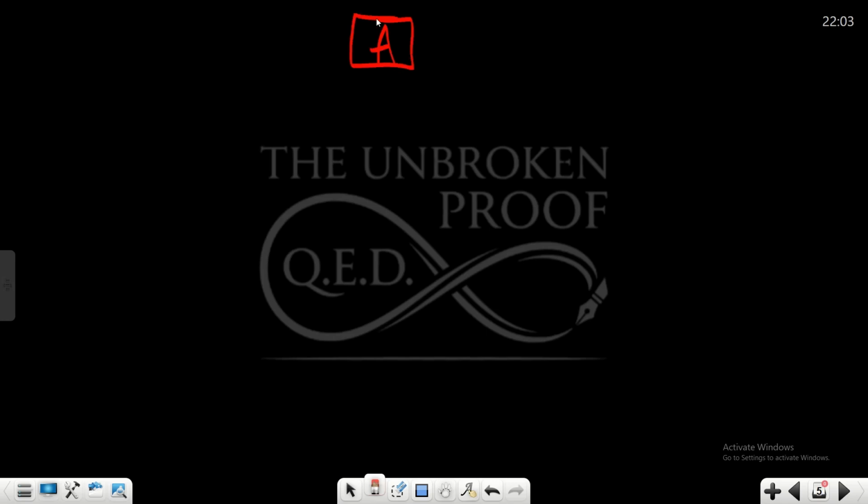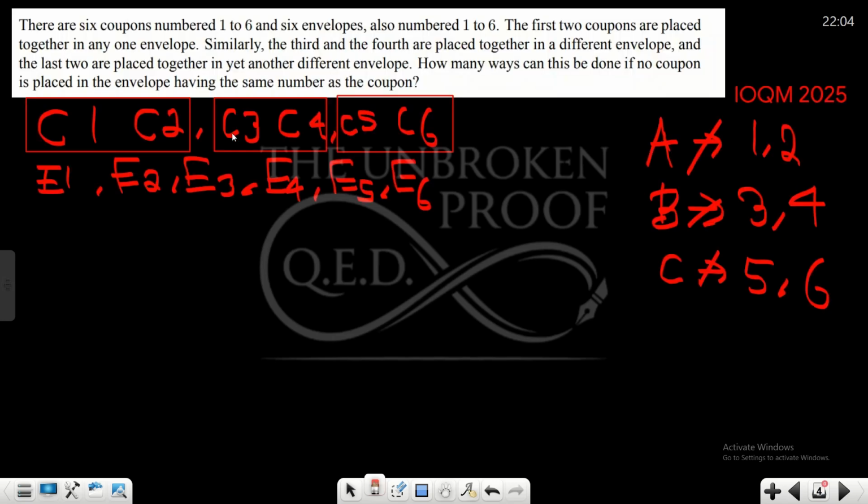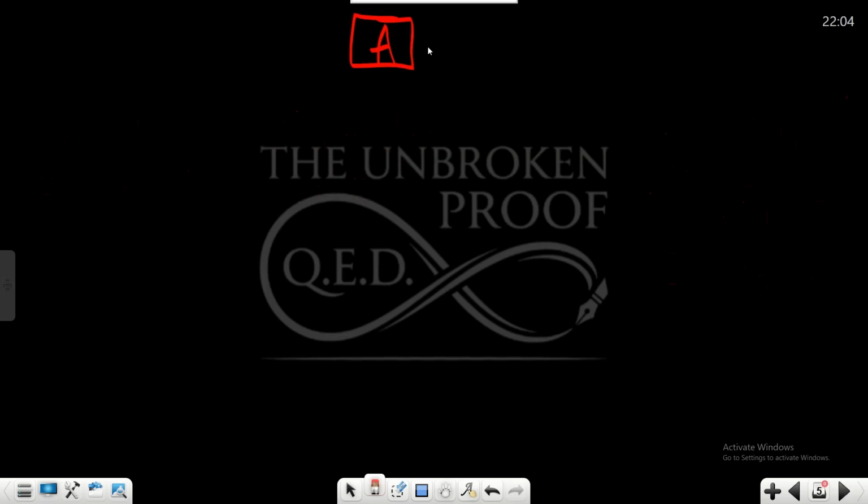Now if you see the one where coupon 1 and coupon 2 are sitting, this A can be placed only in 3, 4, 5, 6. Envelope 3, envelope 4, envelope 5 and envelope 6, and from now on for this entire question I will be saying it as 1, 2, 3, 4, 5, 6. I will not say E1, E2 and so on. So A can be placed in either 3 or 4 or 5 or 6. So it is clear that it has 4 choices.